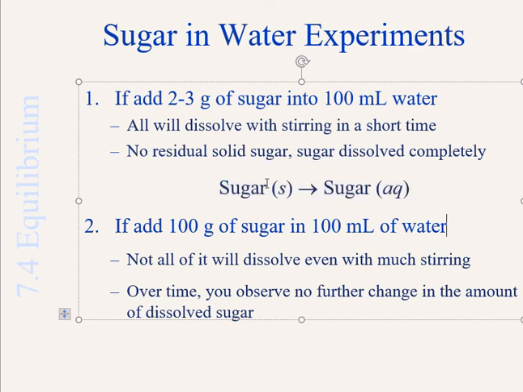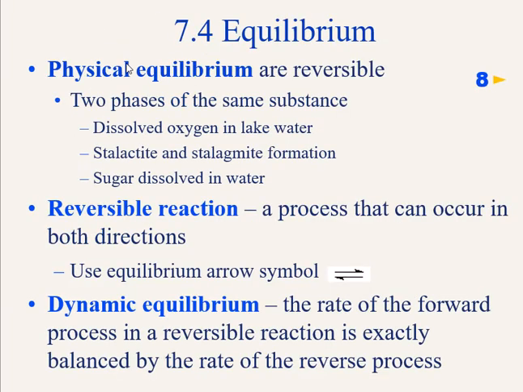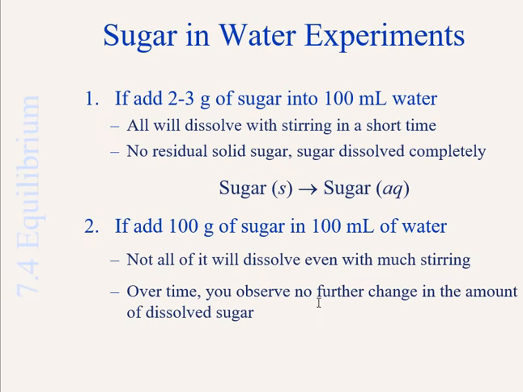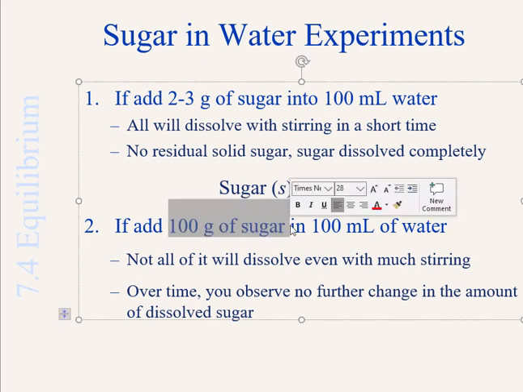This is not an equilibrium process because notice the arrow is only pointing to the right, and as I said a few seconds ago, you need the arrow to be a reversible arrow for it to be an equilibrium process. But then after you added 2 to 3 grams of sugar, let's say you continue to add sugar until you try to add 100 grams of sugar in 100 ml of water.